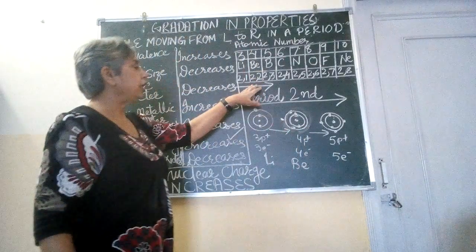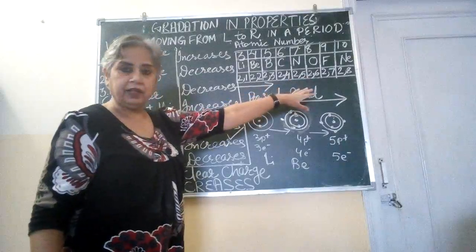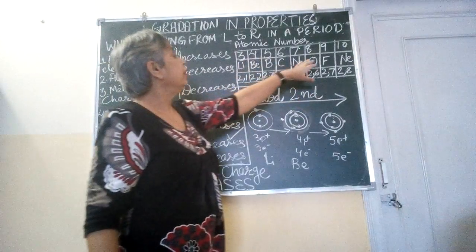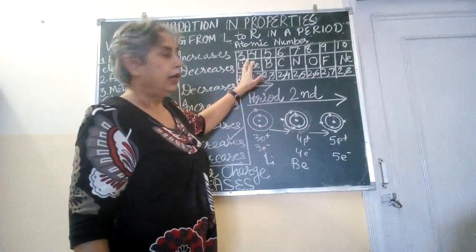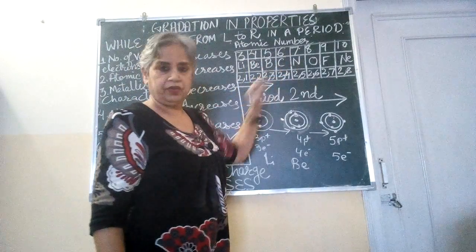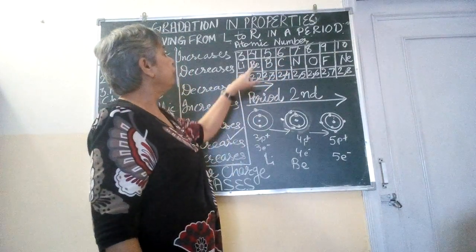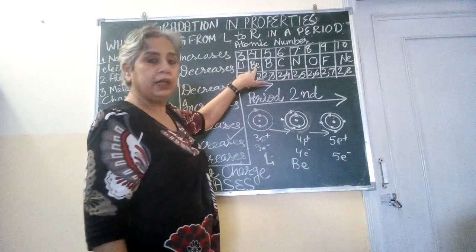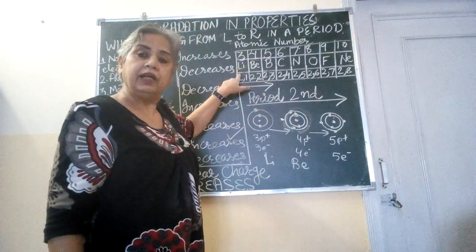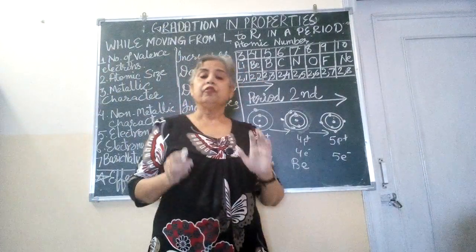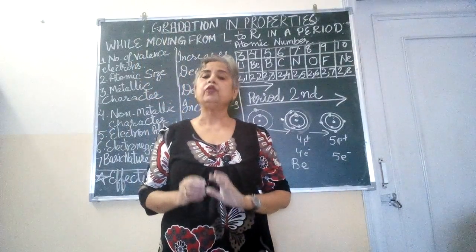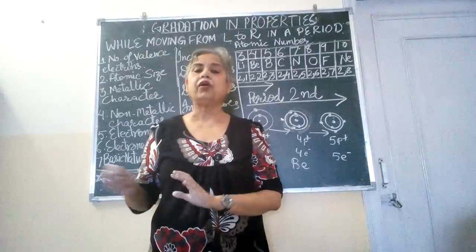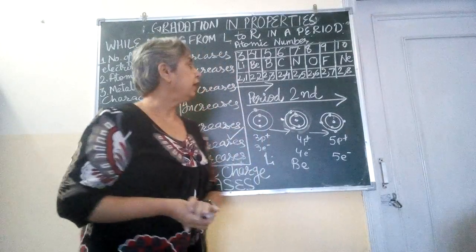So, my dear students, if you are given a question like which is more metallic, you will say lithium as compared to oxygen. And if I ask which is more metallic, lithium or beryllium, then it will be lithium. It means when you are on the left hand side of the periodic table, you will find metallic elements are on the left hand side.